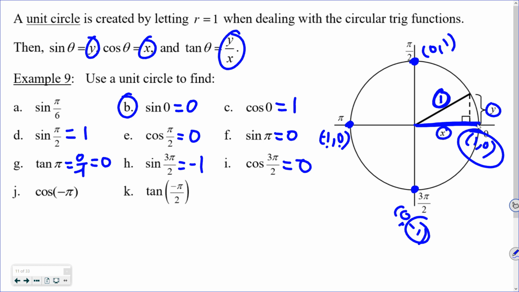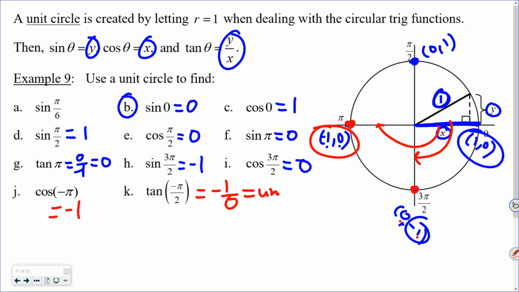A cosine of -pi, it doesn't matter what direction you go, it's where you end up. So if I go this way, I still end up at this point. So it's this coordinate right here that we're using. Cosine's your x coordinate, it would just be -1. Tangent of -pi over 2, again, going backwards to right there, that's a half pi. It'd be this point right down here. Tangent is y over x. That would be -1 over 0, which is undefined.